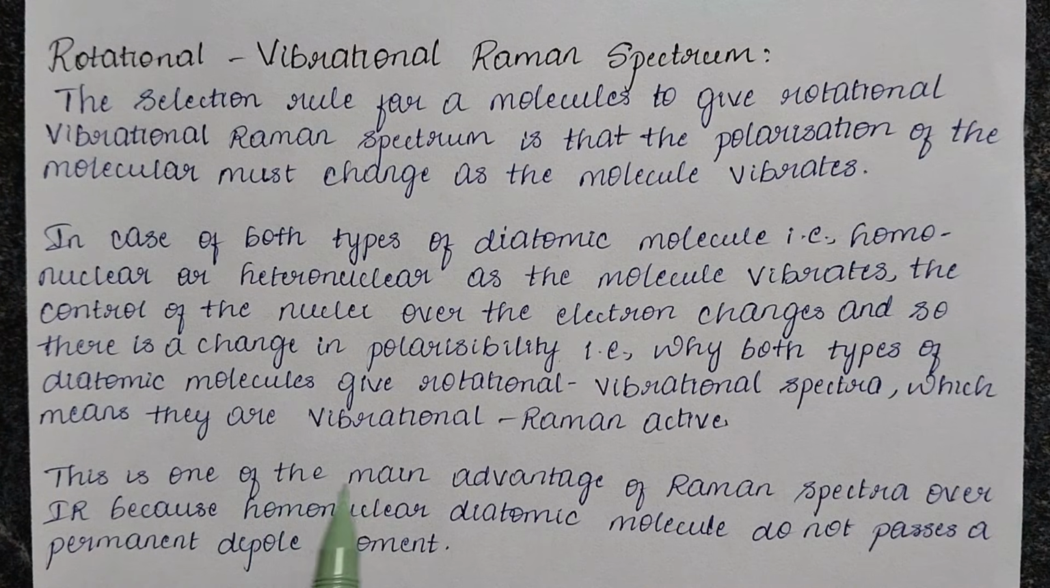And this is one of the main advantages of Raman spectra over IR, because homonuclear diatomic molecules do not possess a permanent dipole moment. In IR spectroscopy we have seen there must be a permanent dipole moment, but in Raman spectroscopy there is no need for a permanent dipole moment; we need only the polarizing ability of the atoms present in a molecule. If they are able to get polarized, they are capable of being active as a vibrational Raman species.